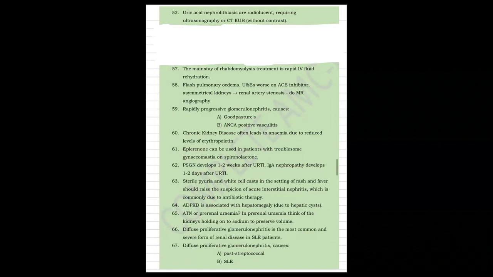And diffuse proliferation is the most common and severe form of renal disease in SLE patients, we discussed. Diffuse proliferation causes post-streptococcal and SLE. I told you it's PSGN, and glomerulonephritis most commonly seen in SLE as well, that we call diffuse proliferative. Yep, next.